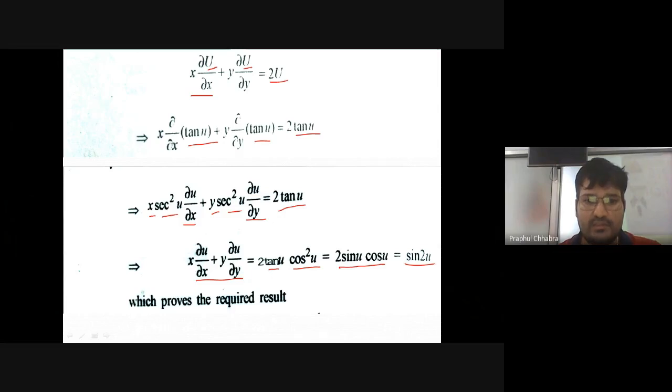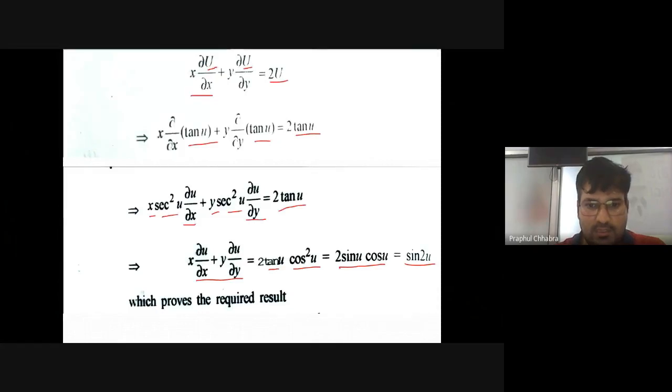Right? This calculation is very simple. Write tan u as sin u upon cos u. One cos u in the denominator cancels with one cos u in the numerator, so you are left with 2 sin u cos u, and 2 sin u cos u is sin 2u. Hence proved. So this is the first part of this question, which we have done by applying Euler's theorem. Now move to the second part.